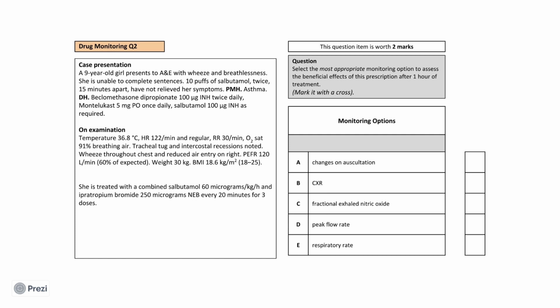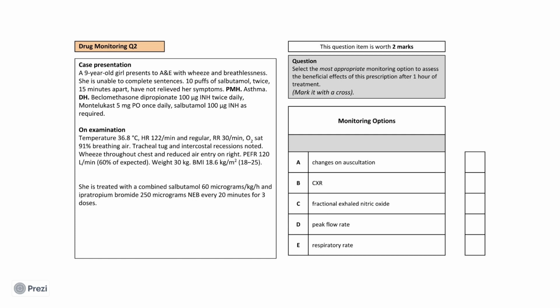10 puffs of salbutamol twice, 15 minutes apart, have not relieved her symptoms. She is known to have asthma, which is usually treated with an inhaled corticosteroid twice daily, oral montelukast once daily, and a salbutamol reliever. Both of her parents are smokers. On examination, she is tachypneic. Her oxygen sats are 91% breathing air, and there are signs of respiratory distress. On auscultation, you can hear a wheeze throughout her chest and reduced air entry on the right. Her peak flow is 45% of predicted. She is a normal weight for a 9-year-old girl.